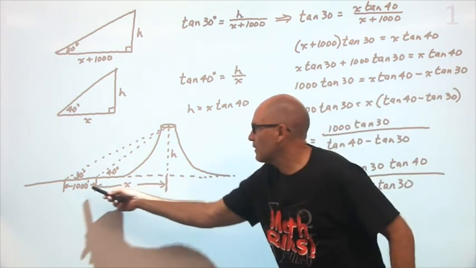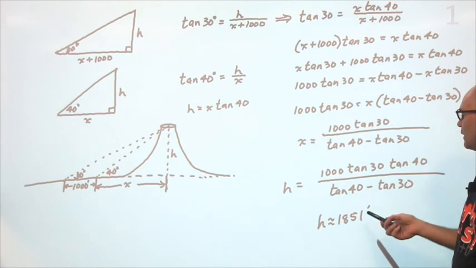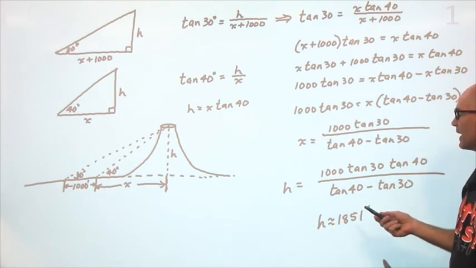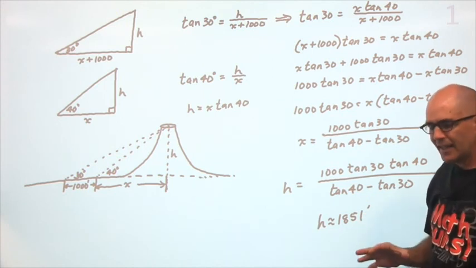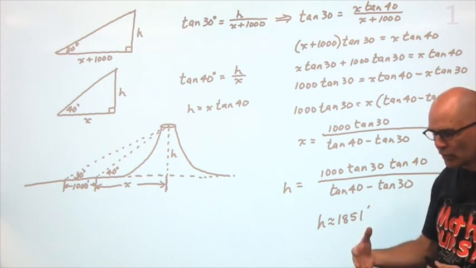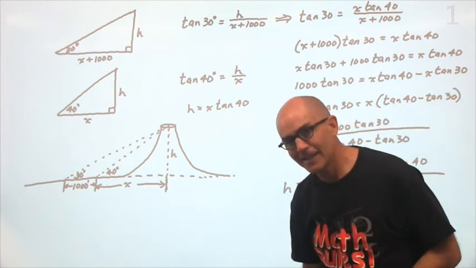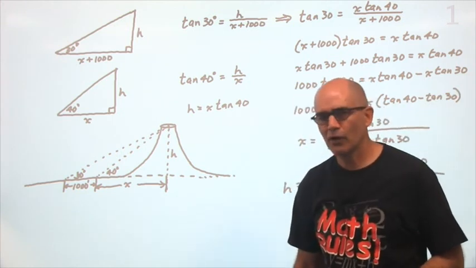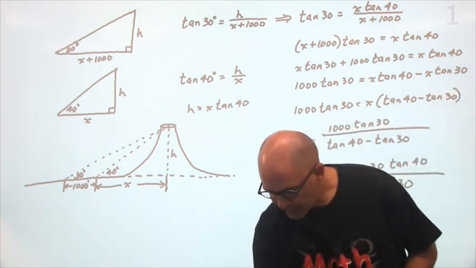Now, once again, you look at the drawing. If this is 1,000 feet, then it makes sense that this would be 1851. So I've calculated the height of the volcano without actually needing to go into the heart of the volcano. So that's very good. That's it. Game over. Have fun with these.